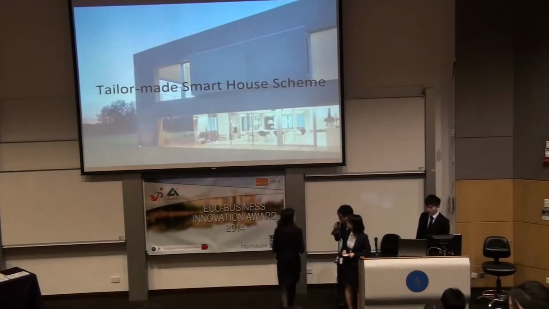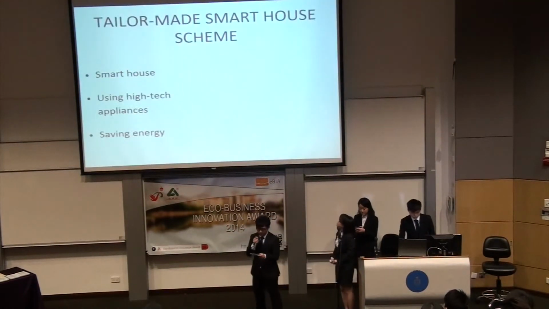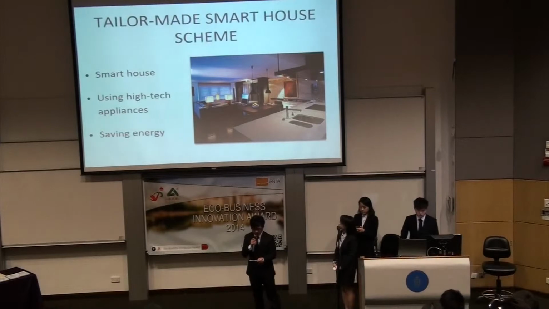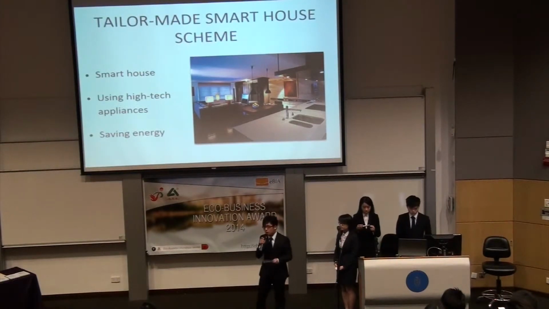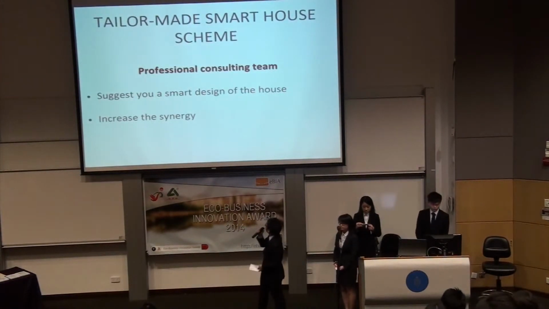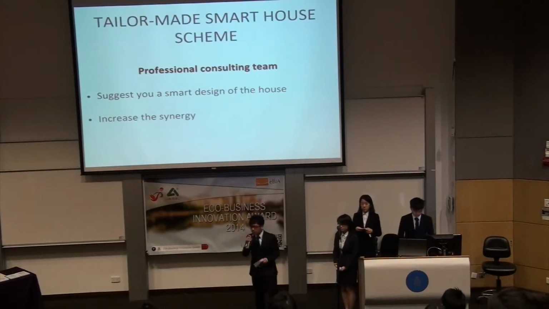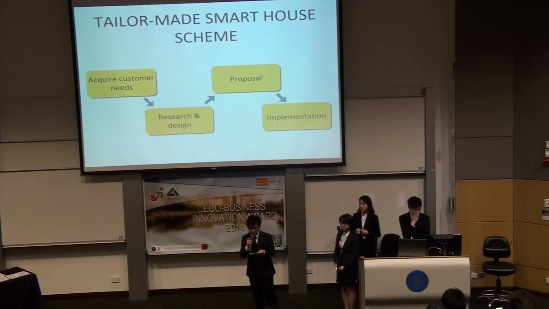Thank you, Michelle. Here comes the idea towards living. We will propose a tailor-made smart house scheme. So what is a smart house? The picture in the slide can show you an example. The smart house can make good use of high-tech appliances that can decrease the consumption of energy and also the emission of pollutants. So the scheme will first establish professional consulting teams, which can suggest a smart design of the houses and increase the synergy of different devices in the house. They will play an active role in suggesting the best ideas to the customer in the smart house.